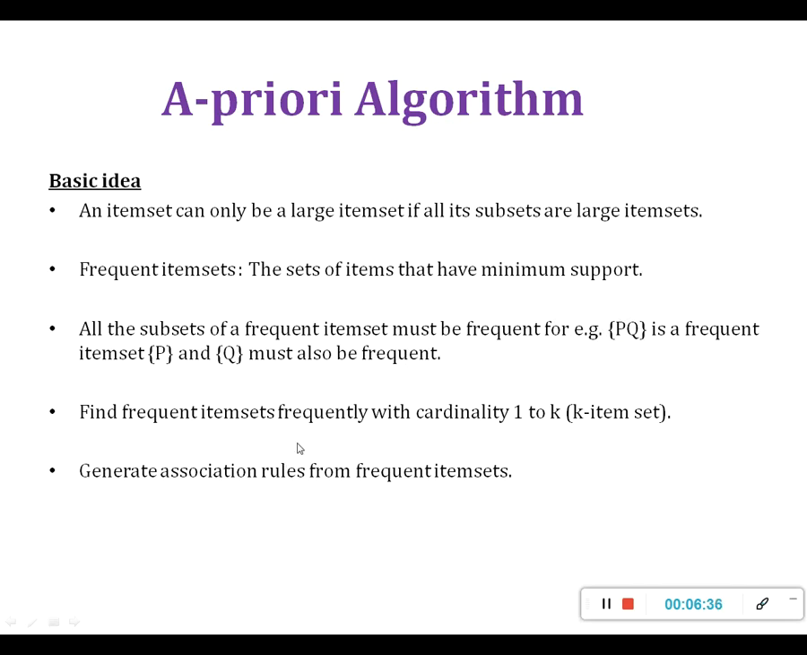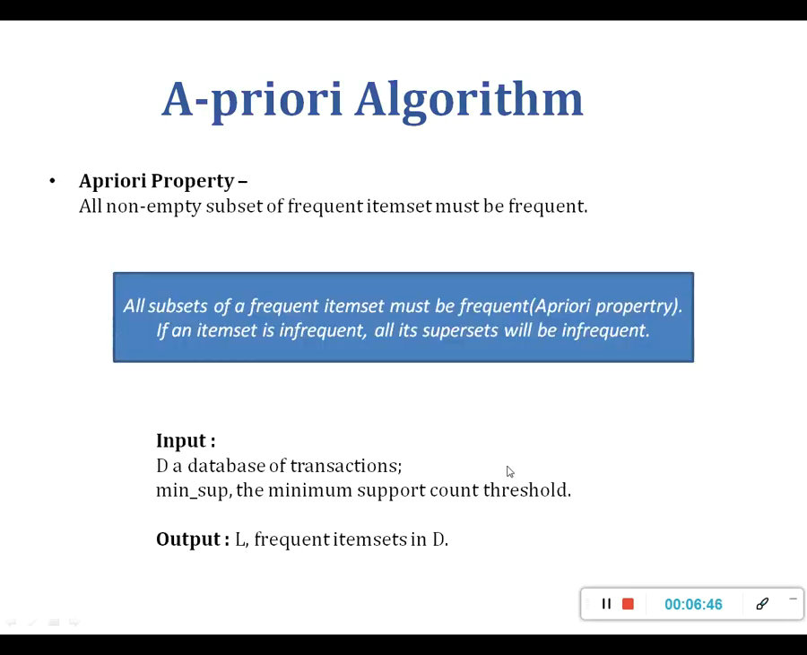So we find the frequent item sets with cardinality of 1 to k, and here we generate the association rules from the frequent item sets. How are we going to do that? We need to satisfy the first property, that is the a priori property. What does it say? That all non-empty subsets of a frequent item set must be frequent. We have seen the example of PQ. All the subsets of a frequent item set must be frequent. This is called the a priori property.